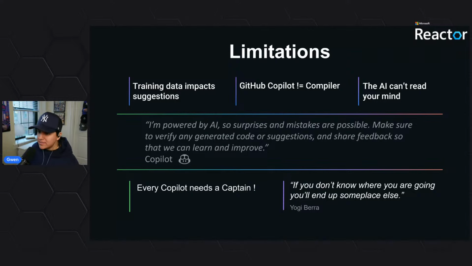Obviously, GitHub Copilot is not a compiler. It just provides suggestions, right? It's up to you to verify that that works. And that's where your skill set will come into play, and it's always going to be important. It can't read your mind. We just went through those cornerstones, which are very important. Every Copilot needs a captain. And there's this quote here, if you don't know where you are going, you'll end up someplace else. Interesting. I don't know how I feel about that quote, but anyway, it's on the slide.